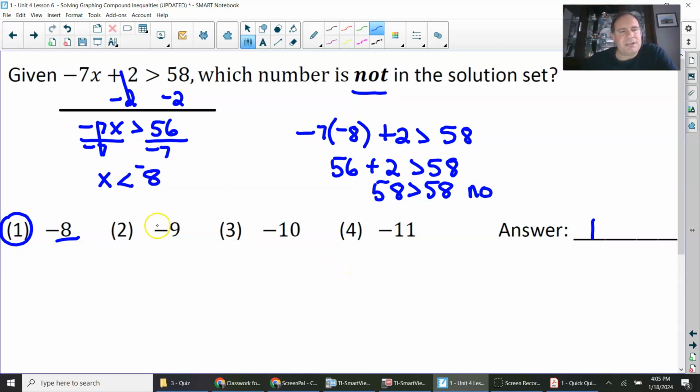If you substituted negative 10 in, you would get 70 plus 2, which would be 72. 72 is greater than 58. So you see how it kind of works. You can use substitution if you don't want to solve it. All right, and so negative 8 would be the number that is not in the solution set.